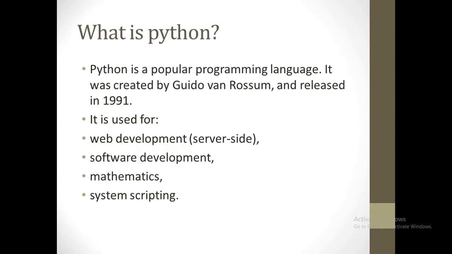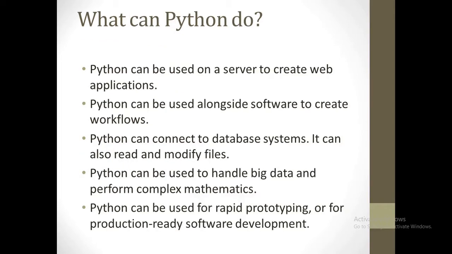Let's begin. So basically, what is Python? Python is a popular programming language. It was created by Guido van Rossum and released in 1991. It is used for web development in the server side, software development, mathematics, system scripting, and many more things are there in which Python is used. So basically, what can Python do?